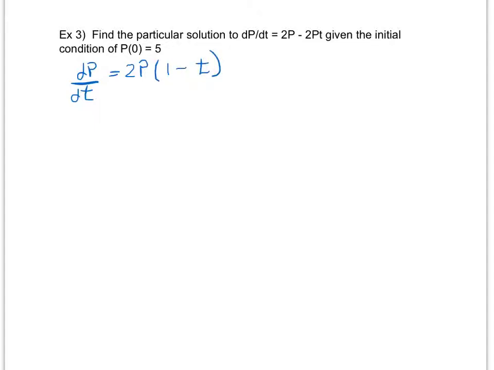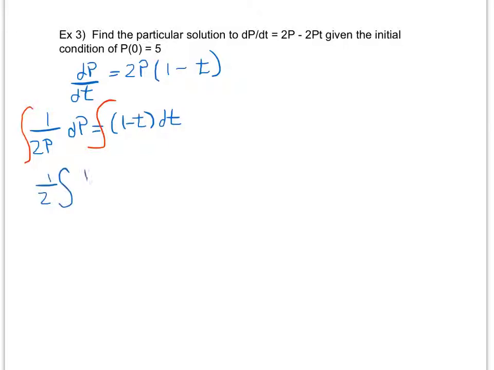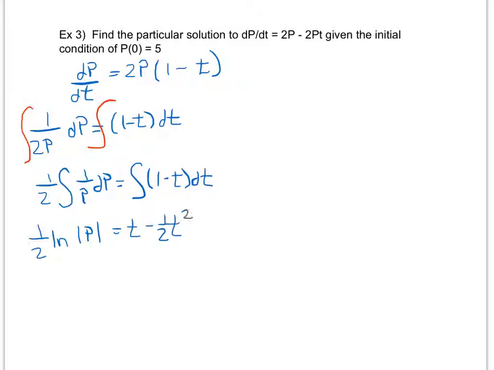And now I'm going to divide by 2p and multiply by dp, giving me 1 over 2p dp equals 1 minus t dt. I'm going to squeak an integral in. You can see that. So then the next thing I'm going to do is see that I have this constant of 1/2 that I can pull out to the front, giving me 1/2 times the integral of 1 over p dp equals the integral of 1 minus t dt, which gives me 1/2 ln absolute value of p equals t minus 1/2 t squared.